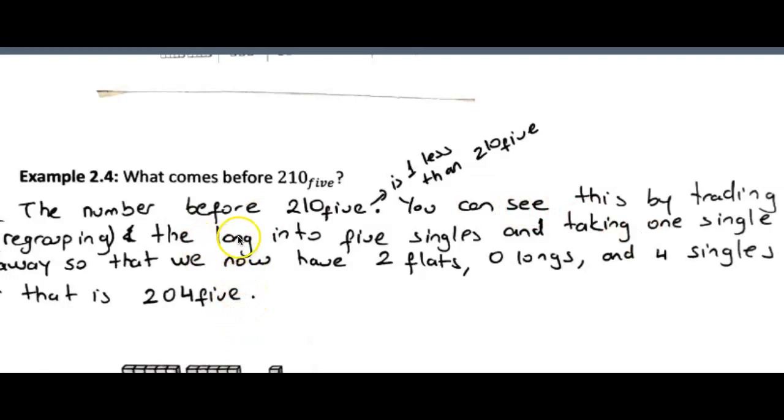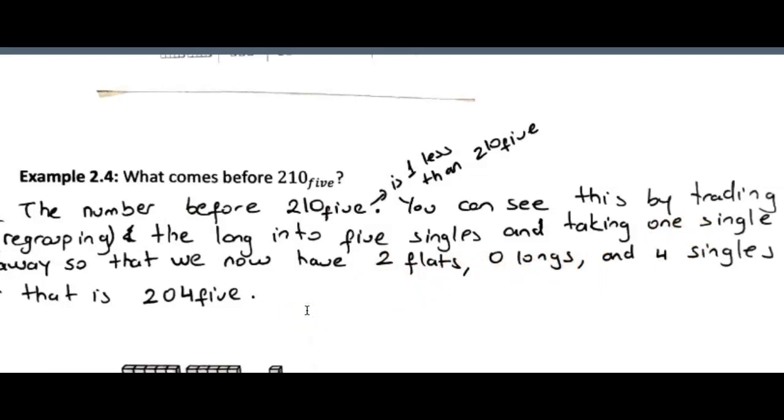And now let's look at it, what comes before 2105. I know here I'm just focusing on base 5. If we can get the one base down, it's going to be so easy to learn the other bases, because we are going to do multiplication, subtraction, addition. I have 0 single units here. I have 1 long and 2 flats. Okay, you can see this by trading, regrouping again the long into 5 singles and taking 1 single away, so that we now have 2 flats, 0 longs and 4 singles.